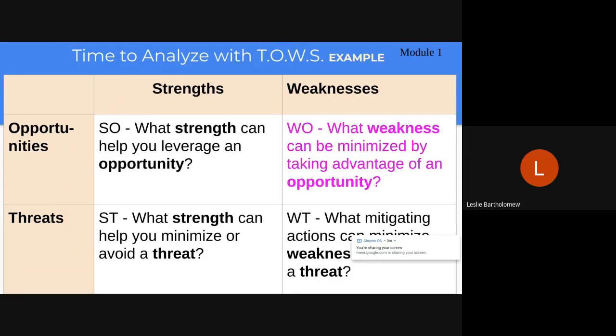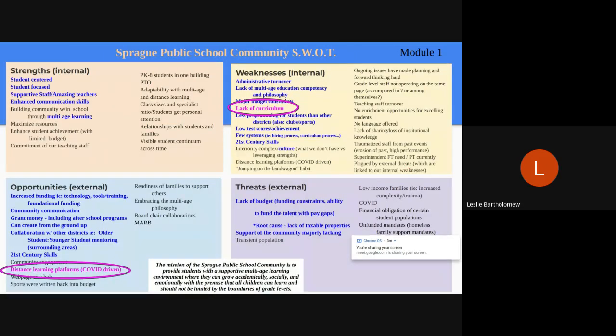I'd like to show you using the specific quadrant of comparing the weaknesses and the opportunities. So we will be asking this question: what weakness can be minimized by taking advantage of an opportunity? Okay, so here we have our SWOT. This is the good work that you've done on our first time together, and we are going to bring forth some amazing things from this work.